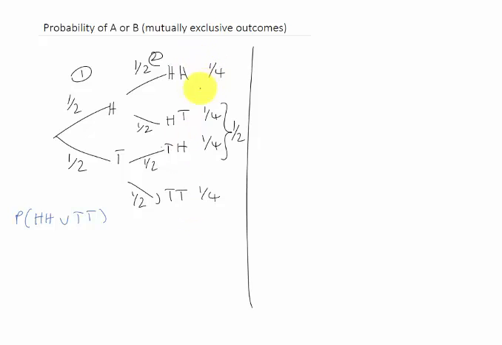So what we do is we add the 2 probabilities of these 2 different states together. So the equation looks like this. The probability of A or B, this is the symbol for OR, equals the probability of A plus the probability of B.